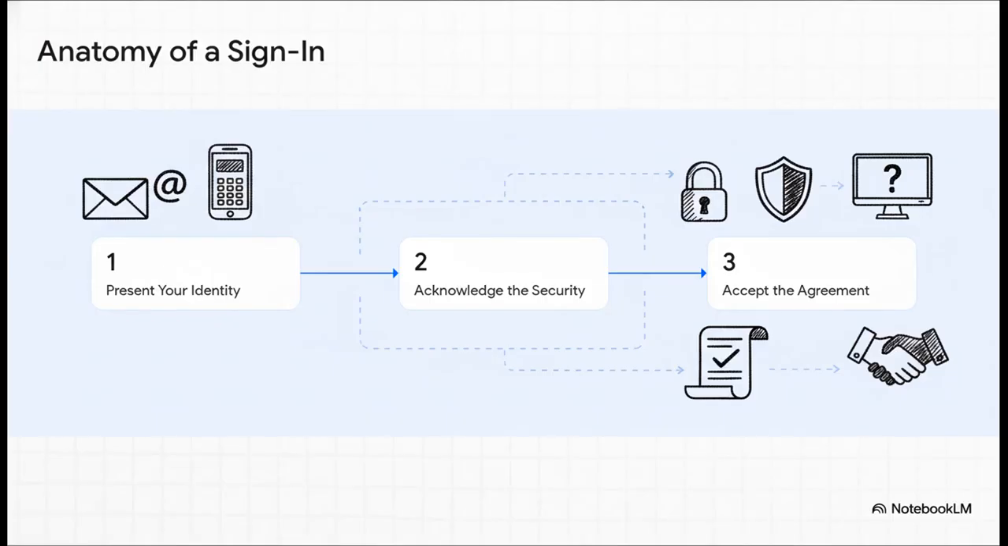You could actually reframe the simple act of signing in as this three-step process. First, you present your identity with your email or your phone. Second, you acknowledge the security situation. Is it your computer or not? And third, just by hitting that next button, you accept the agreement outlined in the terms and privacy policy.